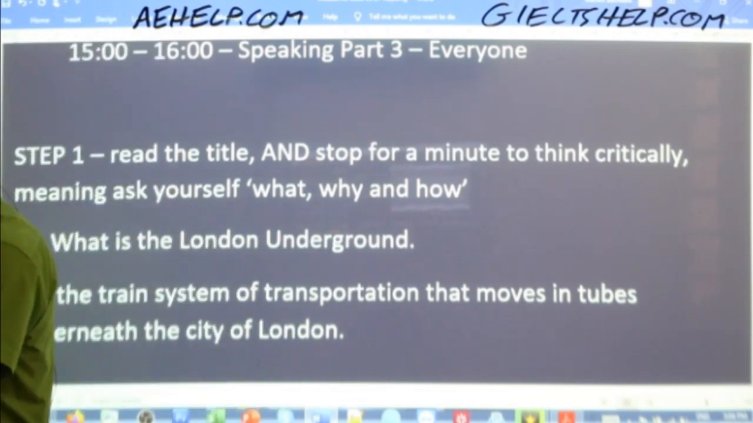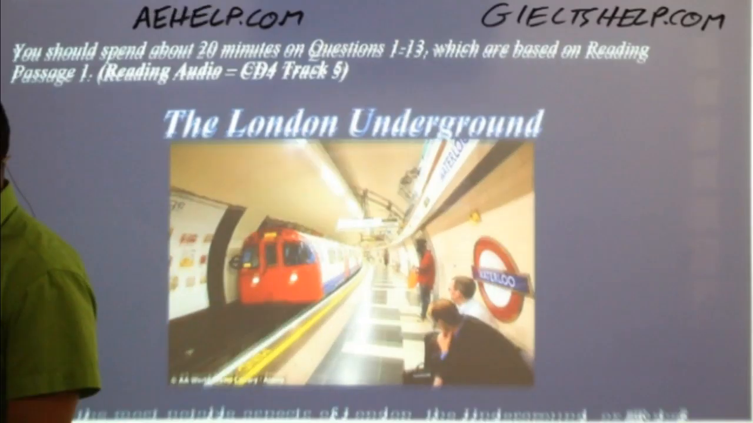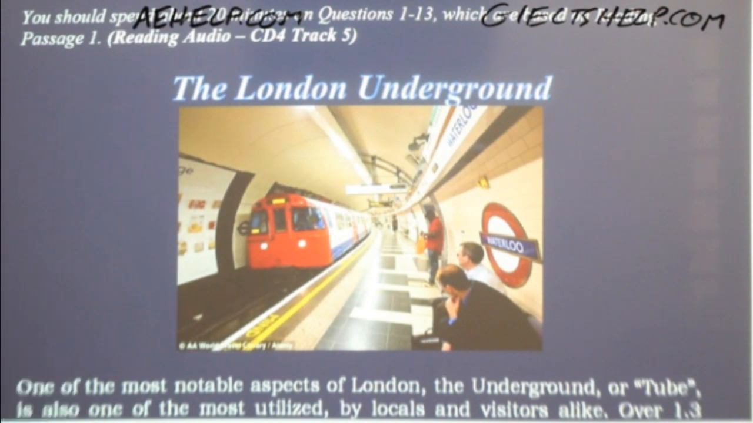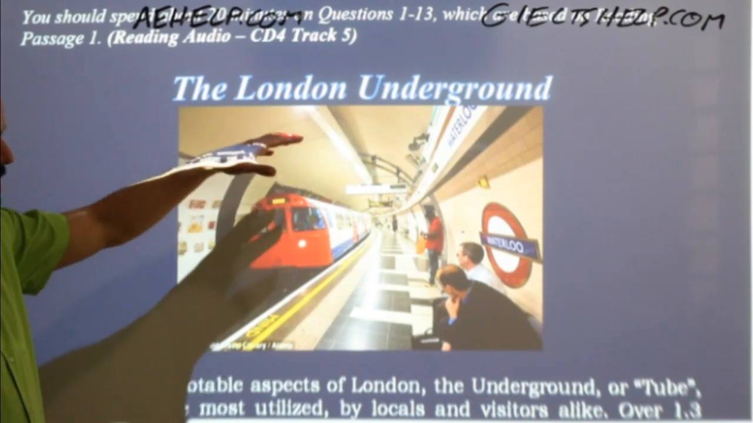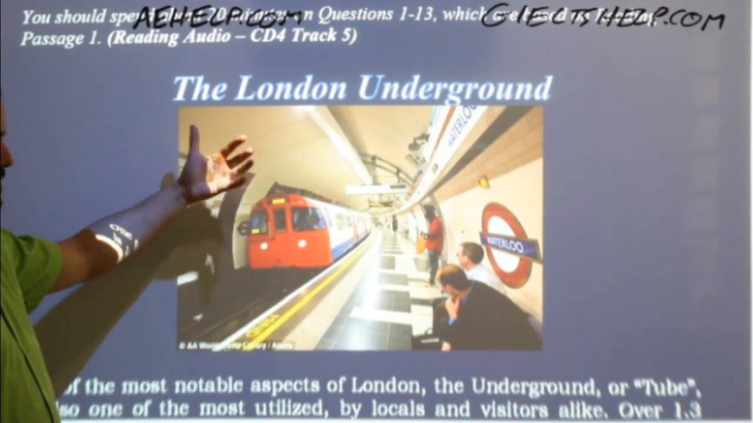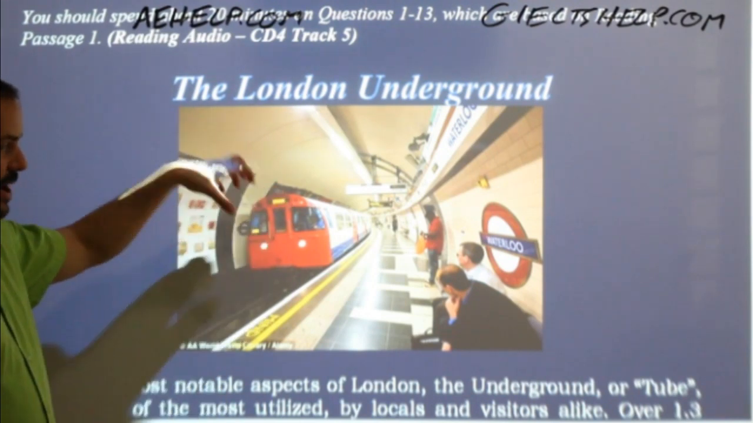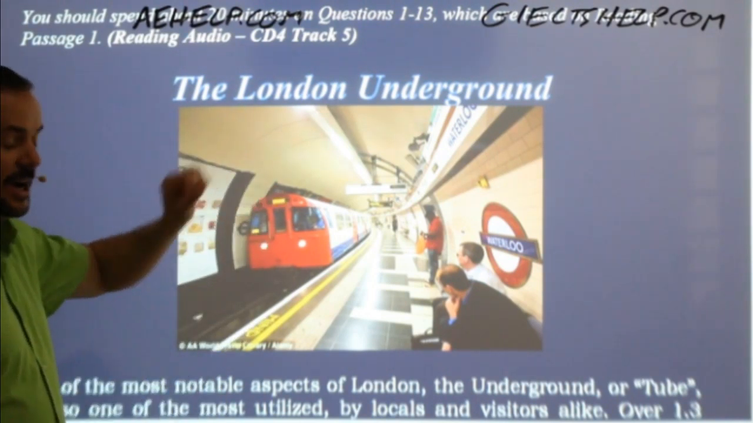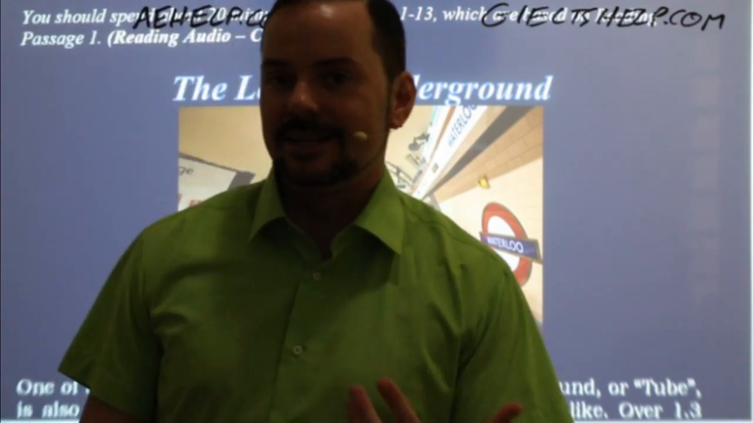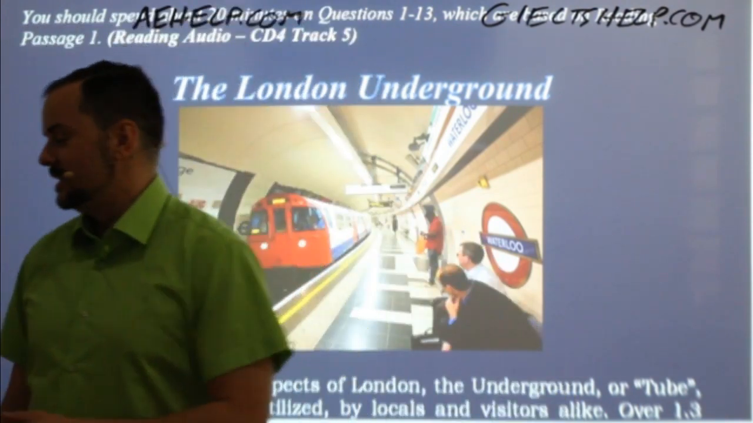Students, remember, be visual, right? So sure, you're saying it's a metro, but what is a metro? It's not the same as a regular train. It's a big difference. It's under the earth, hence it's called the underground. So it's a train that moves underneath the earth under the city of London. That is the London Underground.